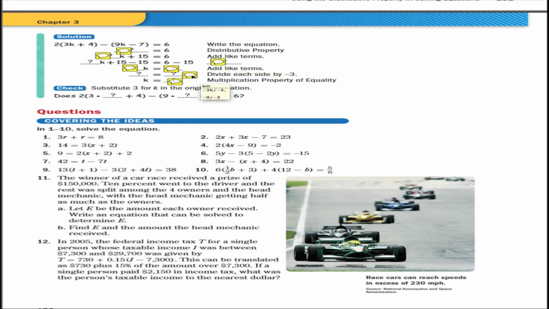Next line, we divide each side by negative 3. That gives us a negative 3k divided by a negative 3, and on the other side, a negative 9 divided by a negative 3. And so negative divided by a negative is a positive. And finally, we get that k equals 3. Substitute 3 for k, and does it check? So put it in there, see if it works out. Try it out. Look at covering the ideas, applying the math. See you for the mastery quiz.